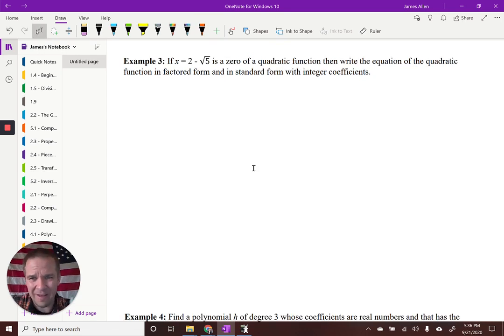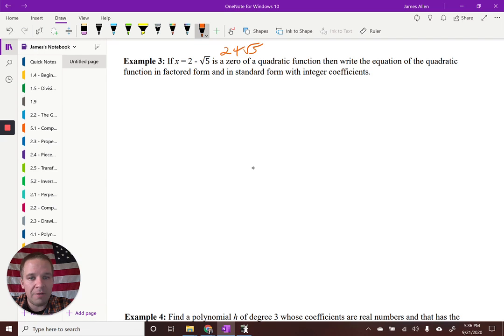All right, next one here. We've got, if x equals 2 minus root 5 is a zero of a quadratic function, then write that quadratic function in factored and in standard form with integer coefficients, meaning we've got to have numbers, not fractions. We don't want radicals as our coefficients. Integers, positive, negative numbers, right? Okay, lovely. So if 2 minus root 5 is a zero, then we know 2 plus root 5 has to be one of the zeros.